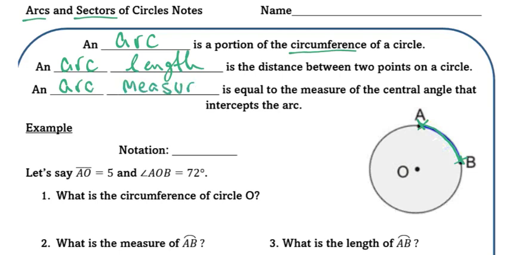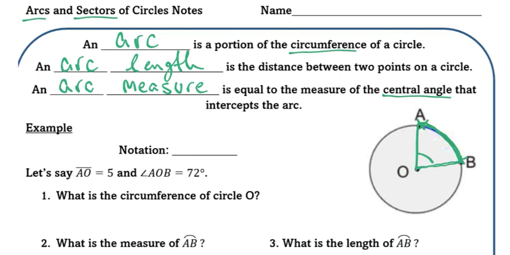that creates that arc. So we know that a full circle is 360 degrees. This portion of the circle represents some number of degrees out of that 360. And it's equal to the central angle that intercepts that arc. The central angle always starts at the center, and it goes out to the outside of the circle. So here, that central angle is AOB. That angle is the central angle.